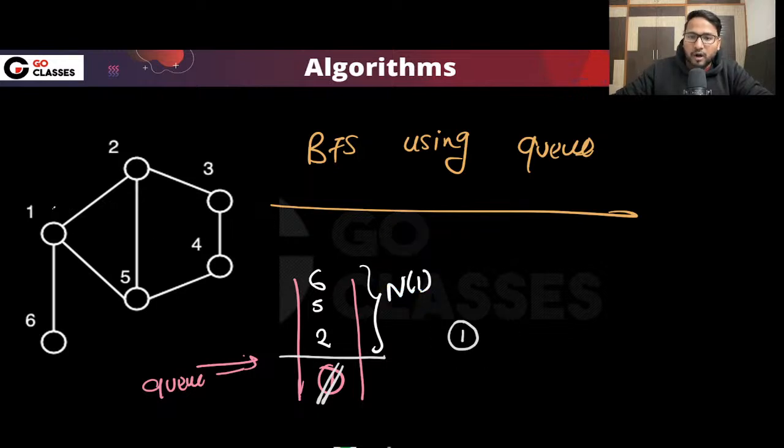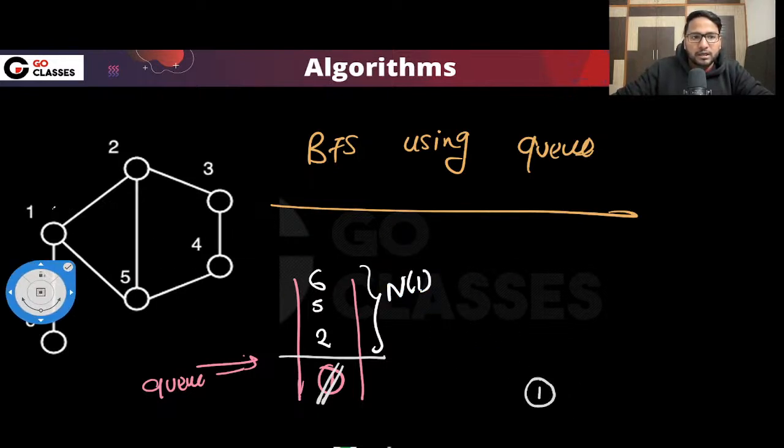Have you understood? This is how the algorithm works: you put this one, and then you put all the neighbors of this. You pop out this one and put all the neighbors of this. Now you pop out this 2 and put all the neighbors of 2.